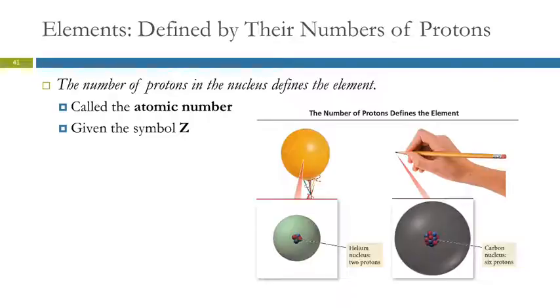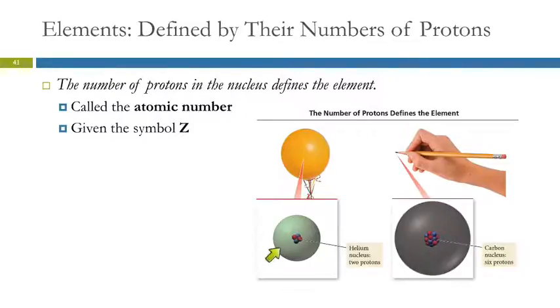The protons are like the personality or the soul of an atom. The protons define which element it is. The electrons can change. Sometimes you can even mess around with the neutrons. We'll talk about that. But the protons define which element it is. So they call that number of protons the atomic number. It's given the symbol Z. Don't ask me why. They just did that and we have to go along.